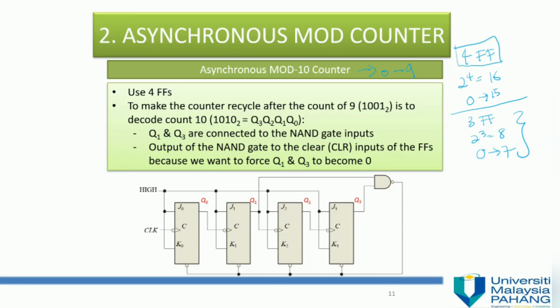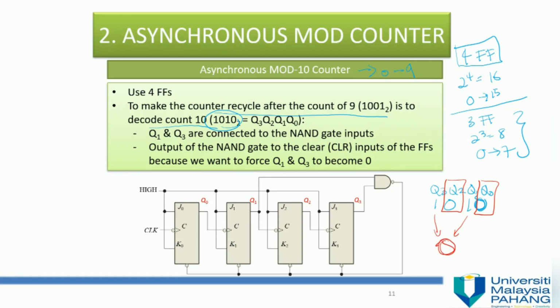We have to modify this counter, so this counter only counts from 0 until 9 and recycles after that. To make the counter recycle after the count of 9 is to decode count 10. In binary it is 1010, where here is Q3, Q2, Q1 and Q0. So Q0 and Q2 are already 0. We have to force Q3 and Q1 to become 0.